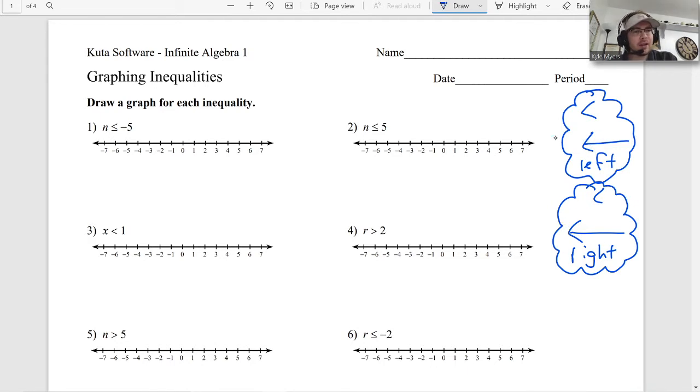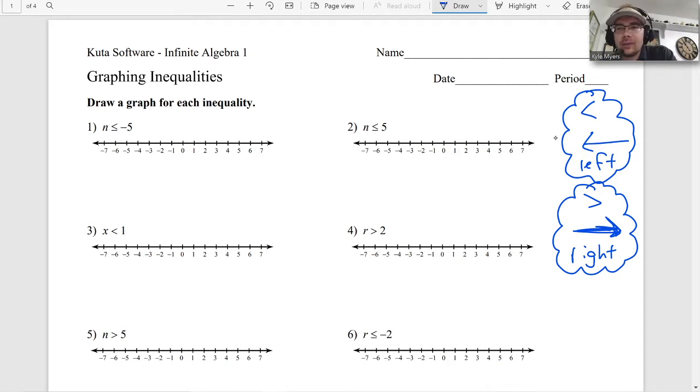Did I just write a right arrow twice? I did. Nobody stopped me either. Come on, guys. So we want a right arrow to be like this. Sorry. Whoops. So if you have a right arrow, it's going to go to the right. If you have a left arrow, it's going to go to the left.